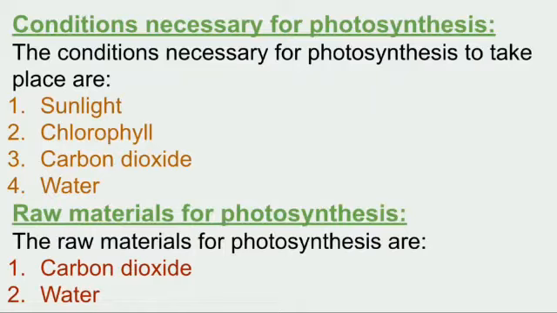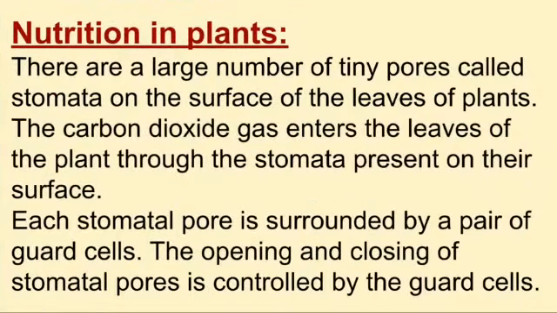So let's discuss more. The plants also require raw materials, which are carbon dioxide and water. So what is nutrition in plants? As we discussed, there are a large number of tiny pores called stomata on the surface of the leaves of the plants. So the carbon dioxide gas enters the leaves of the plant through the stomata present on their surface.